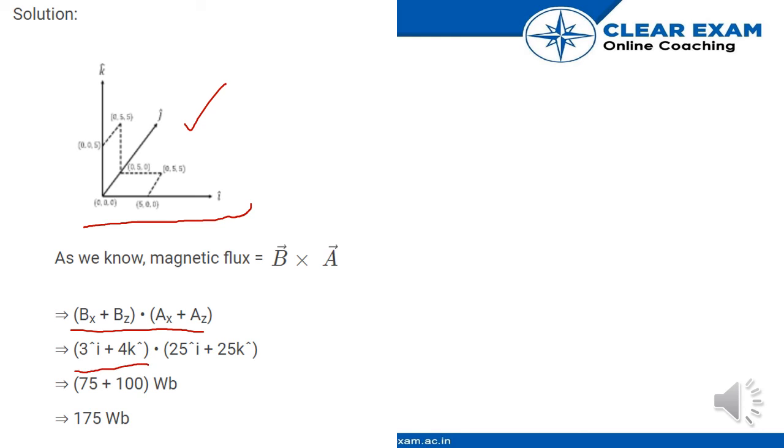Put the value of B, which is given in the question, and here too. By doing that dot product, we will get 75 + 100. So the answer is 175 Wb.